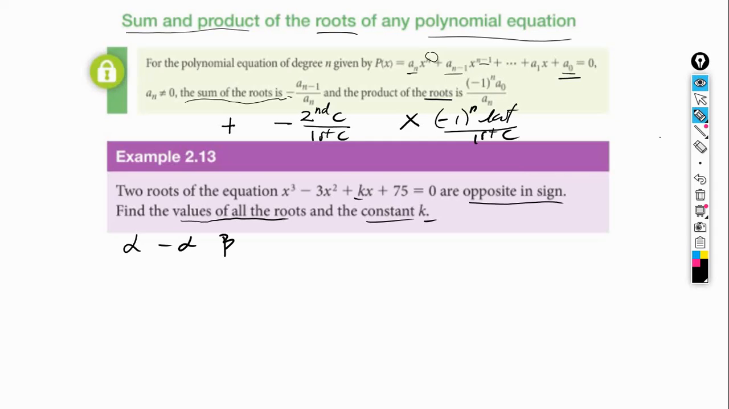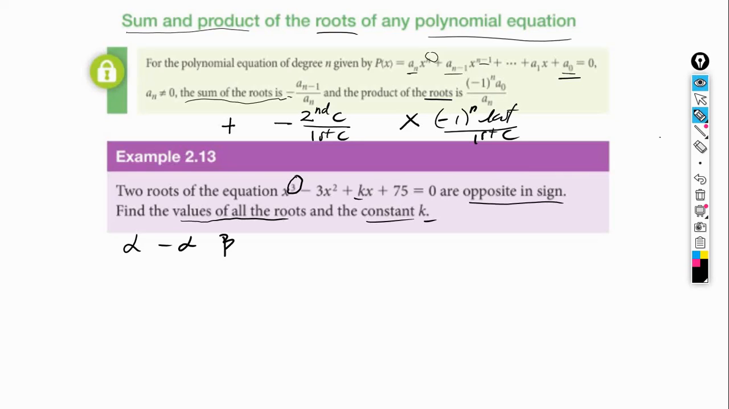How do I know it has three roots? Well, that depends on the degree of the polynomial. So if you have degree 3, you are certain to have three roots. Now, not always real, you might have imaginary roots too, which is something we're going to see further down the road. But in this case, we're going to assume that we have three real roots. So one root is alpha, one is negative alpha, and the other one is beta.